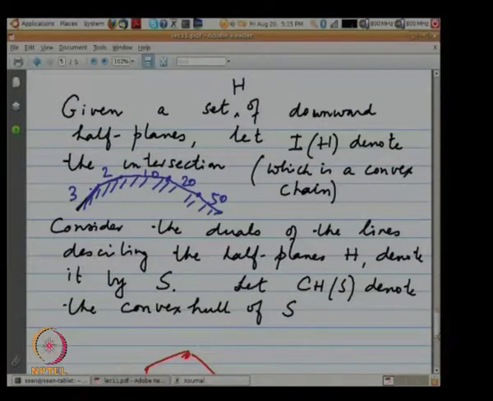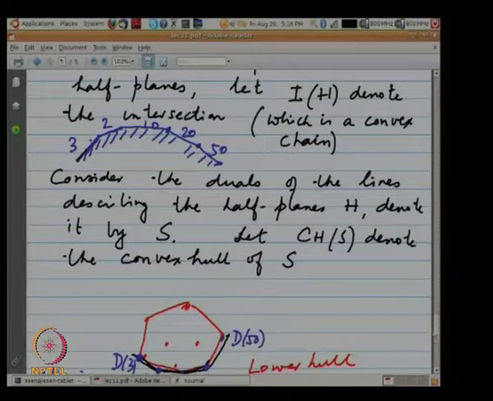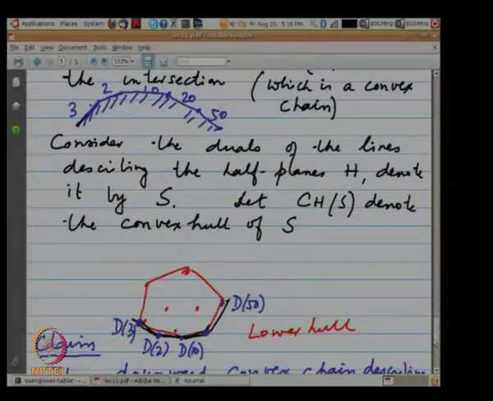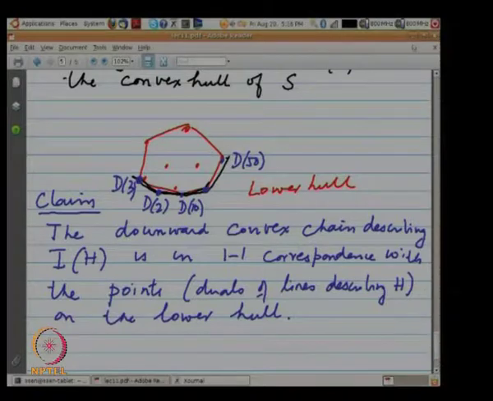Using these properties, I could show you that there is a close and intimate connection between the problem of computing the intersection of these downward half planes, not the entire set, we partitioned the set of half planes into downward and upward. So, the intersection of downward half planes has a 1-to-1 correspondence with the lower hull of the dual of those lines describing the half planes. So, this is where we stopped last time.